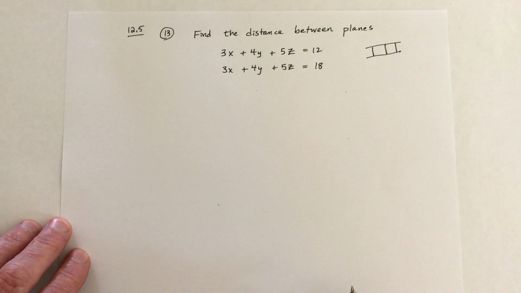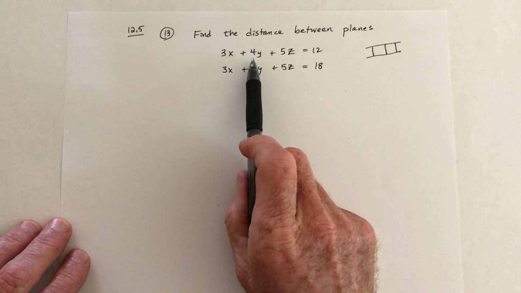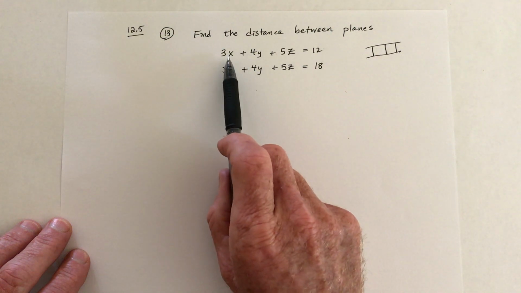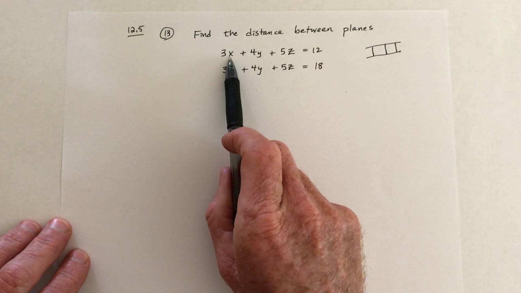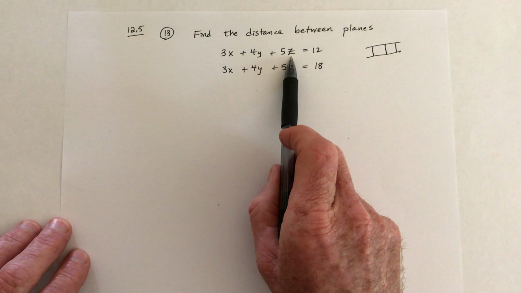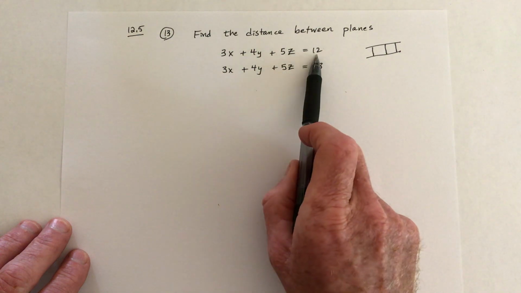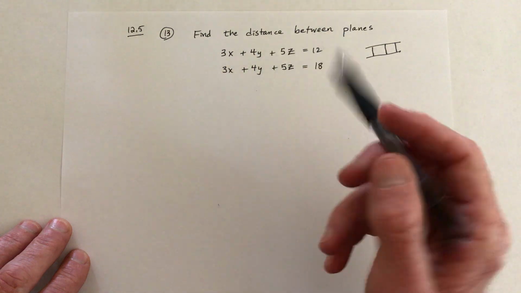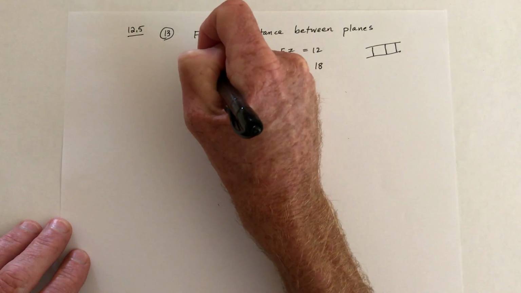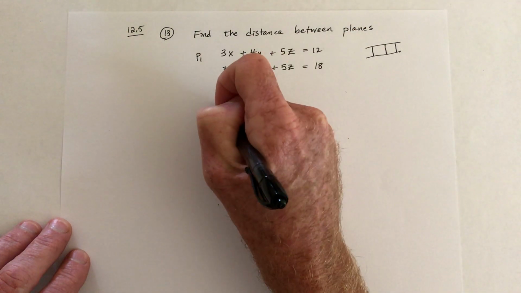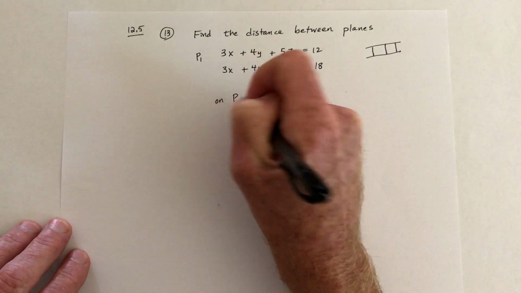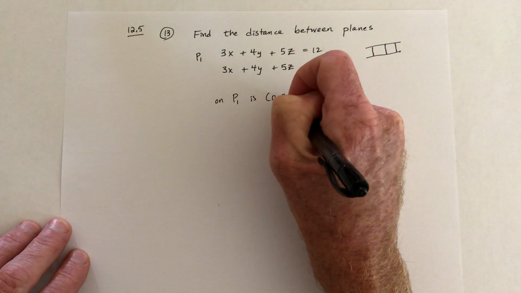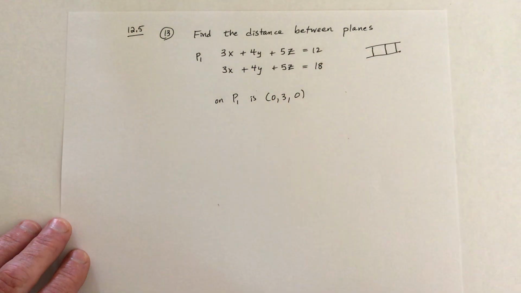Okay, so they're parallel. Now what I could do is find a point on this plane. The easiest way to do that, I believe, is put x equal to 0, put z equal to 0, then it's going to say 4y equals 12, so that means that y equals 3. So if I call this plane number 1, then on plane number 1 is the point (0, 3, 0).